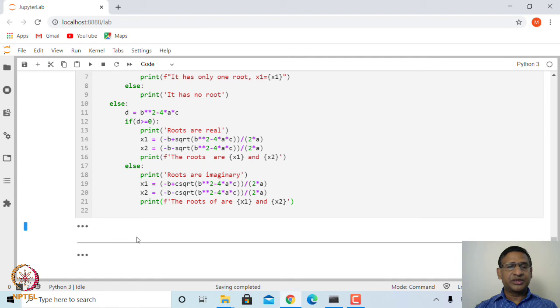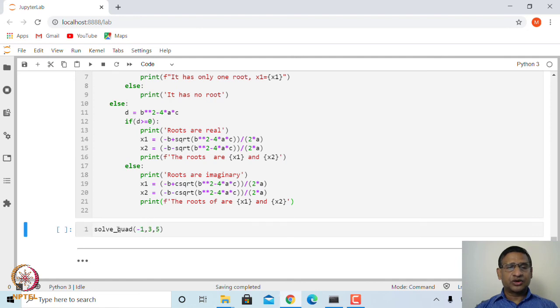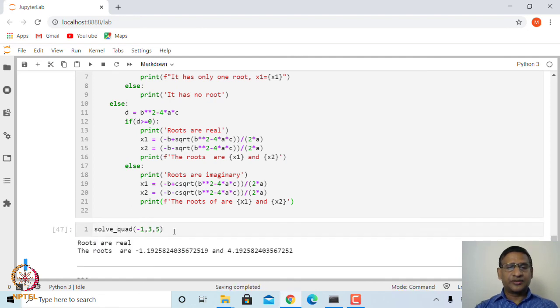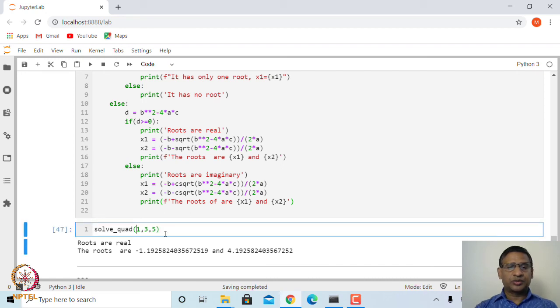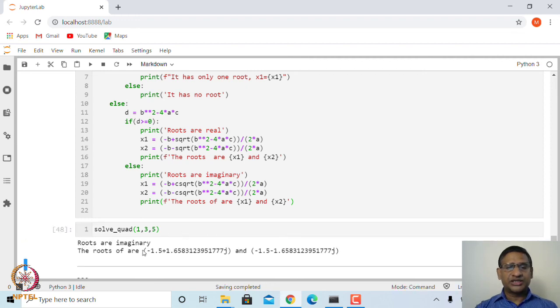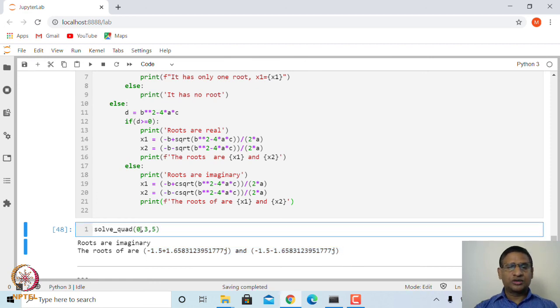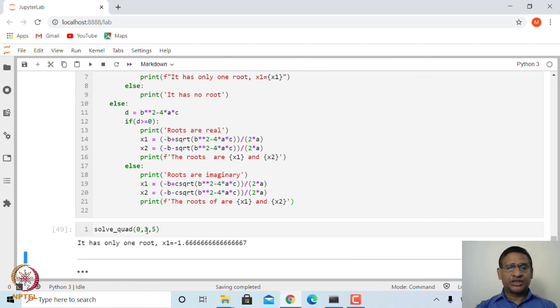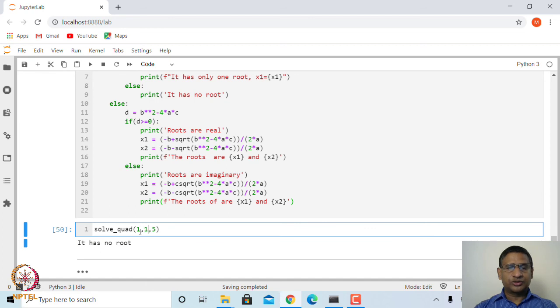It is fairly simple. Let us again run this and call this function. In this case suppose I say solve x square plus 3x plus 5 equal to 0, the roots are imaginary and it is printing the imaginary roots. If I put here 0, it will have only one root, that is what it is printing. If this is also 0, it will give me the message that it has no root. So, that is how you can make use of this function.